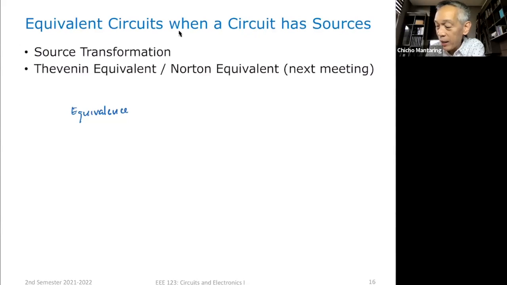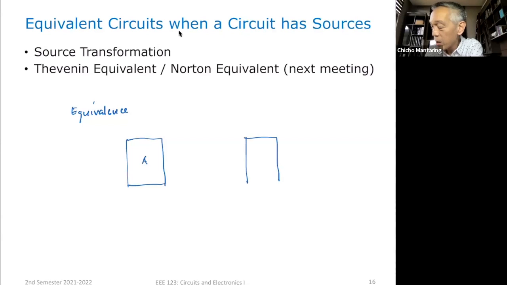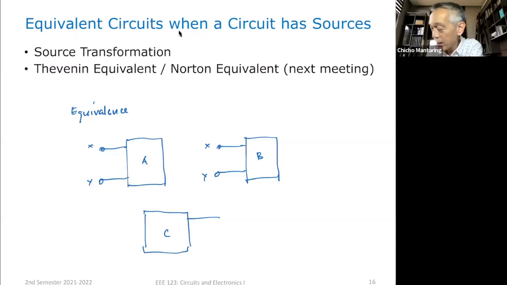What did we say? We said that you have circuit A, for example, you have circuit B. So let's say this is X and Y. This is also X and Y. Then I have another circuit, let's say circuit C. Okay, let's say this is A and B.